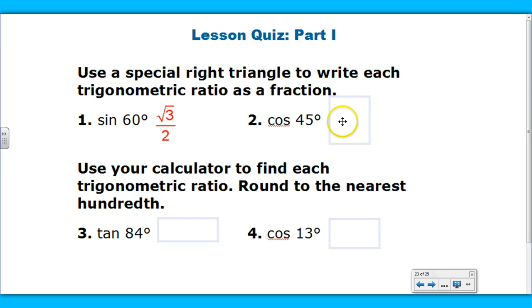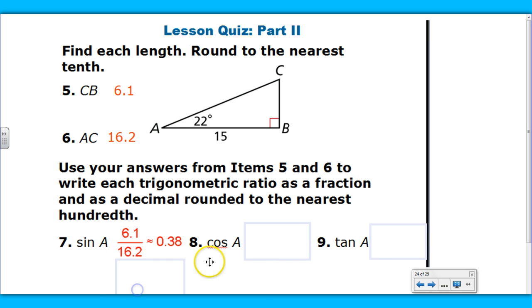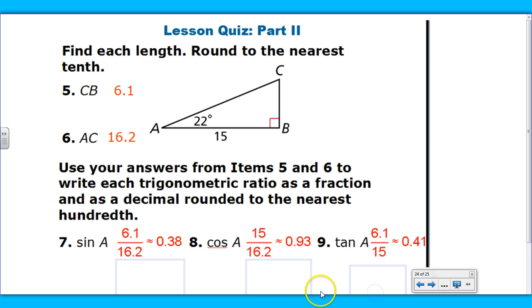Sine of 60, cosine of 45, tangent of 84, and cosine of 13 degrees. Good. And round each to the nearest tenth this time. CB again is 6.1, AC 16.2. We have 38 hundredths, 93 hundredths, and 41 hundredths. Good job. Kind of fun.